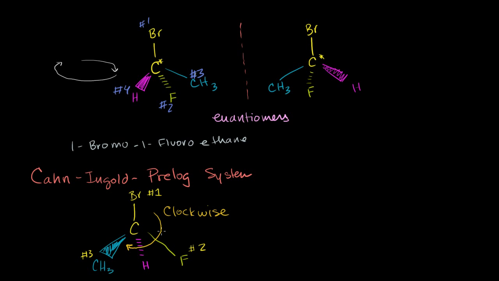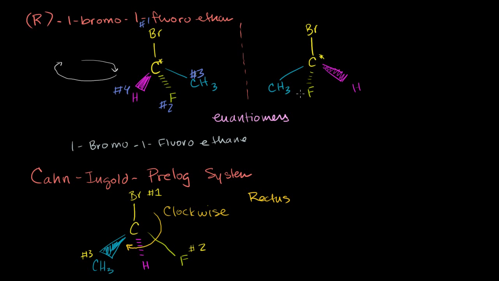If we go clockwise, then we call this a right-handed molecule, or we use the Latin word for right, which is rectus. So we would call this molecule not just 1-bromo-1-fluoroethane. This is R. R for rectus, or you can think right, although we'll see left uses S, which is sinister. So the Latin is where the R comes from. This is R-1-bromo-1-fluoroethane. That's this one right here.